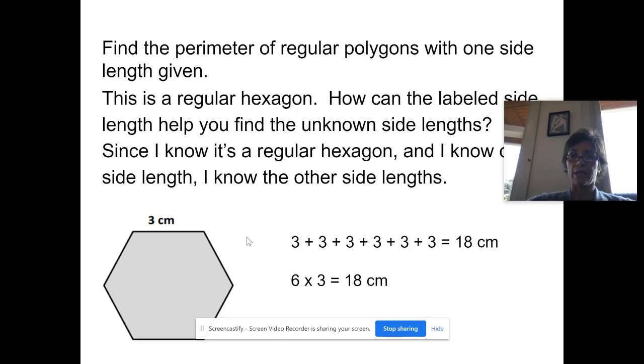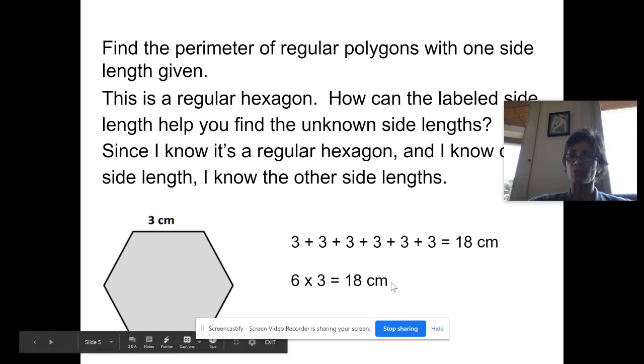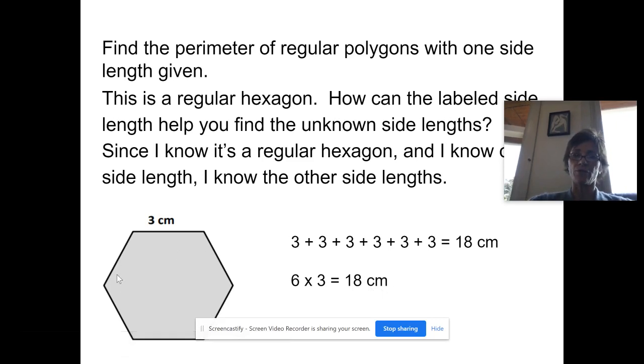So you can do it like this. You add 3, 1, 2, 3, 4, 5, 6 times. Okay? So 3 plus 3 plus 3 plus 3 plus 3 plus 3 is 18, and that's simply 6 times 3. Which is 18 centimeters. Remember your unit, and remember it's a linear unit. It's not a square unit. We're talking about the perimeter, the outline of a shape. Okay, this is all for today.